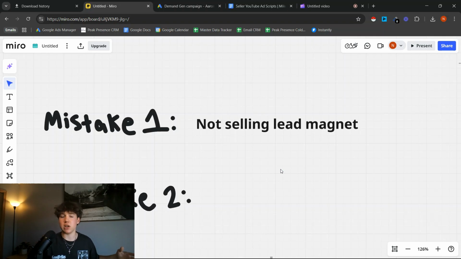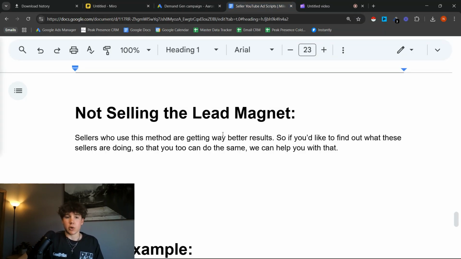And now we're making tweaks based on that, and it's going to do 100 times better. I can already tell. So I'm going to show you the examples that I want to go through. Here's the first one of not selling a lead magnet. This is just a couple of sentences from the ad. It's not the whole ad.